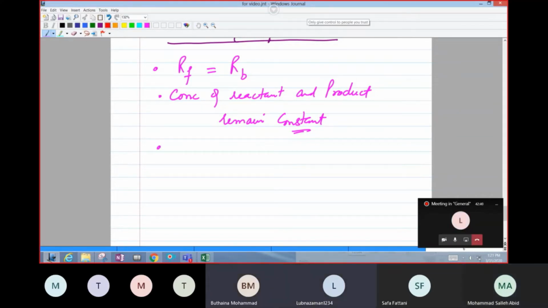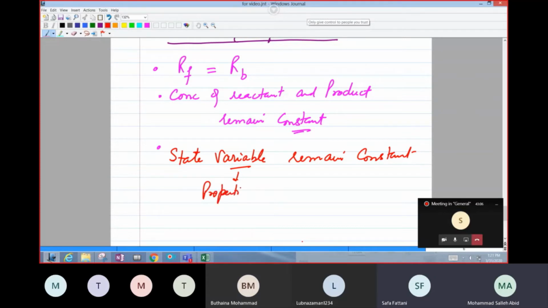Any other thing? Does it have something to do with pressure? So in all these things, there's pressure, temperature, everything. You can say the state variables. What's the meaning of state variables? State variable means the properties that can change in a reaction. So they will remain constant.